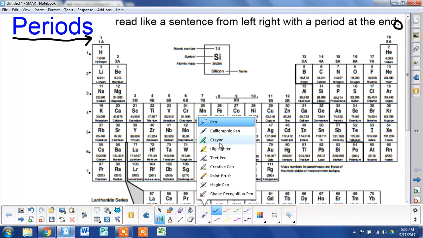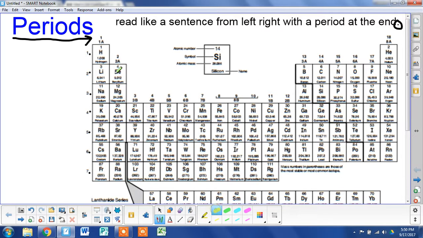All right, periods run from left to right, so if I highlight some in period 1, I notice that there's only 2 elements, hydrogen and helium. All right, as I move down in my periodic table of elements, all of these elements are in period 2. And if I keep moving down, all of these are in period 3. All right, so periods run from left to right.